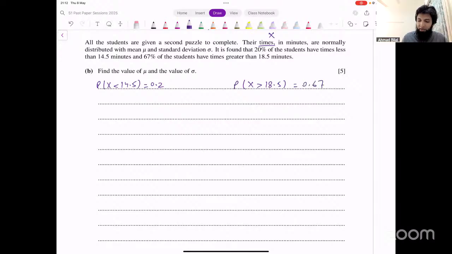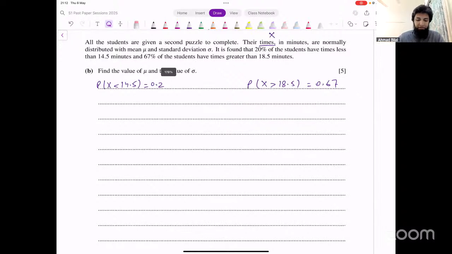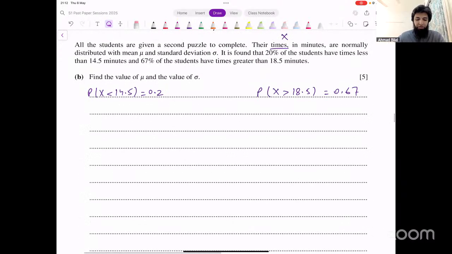Now, given this, we need to find the value of mu and the value of sigma. How do we do this? This is inverse normal. We have the probability given. And we have to find some missing information in the data. So that's inverse normal, right?